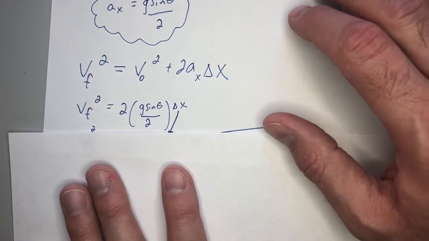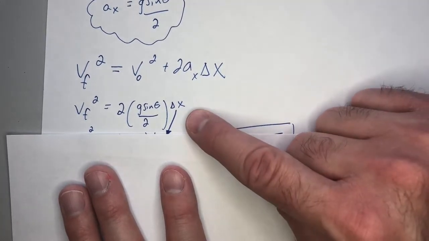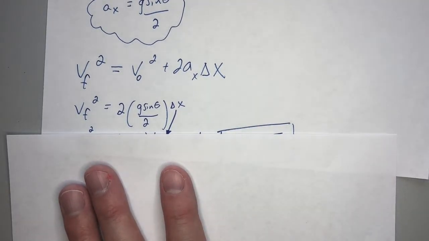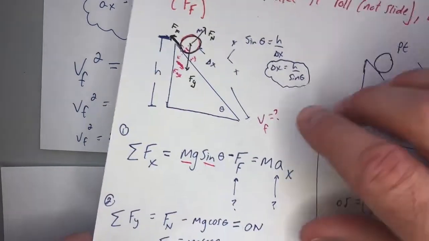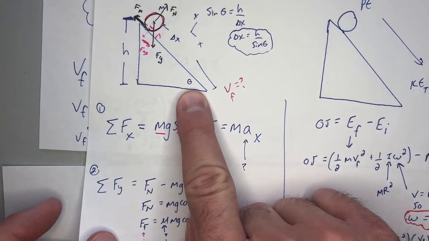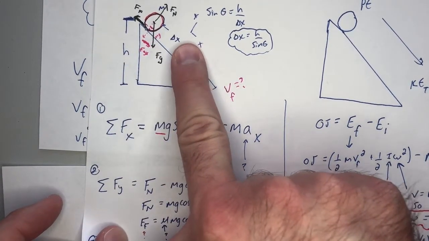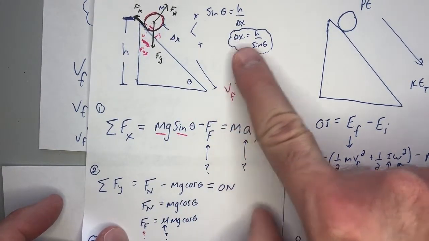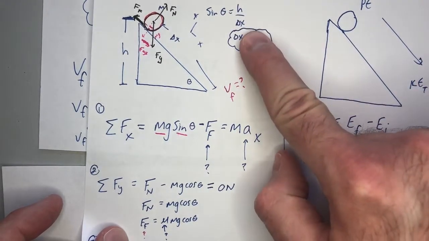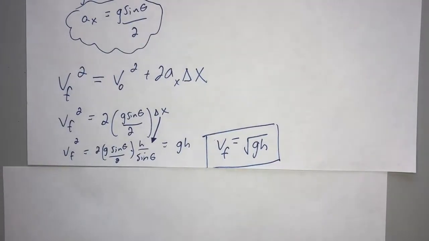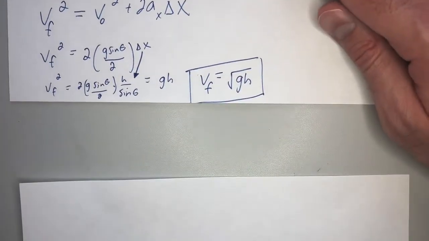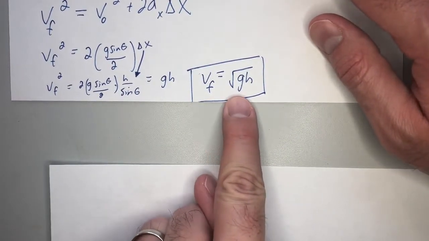You can tell this method takes forever. And delta x, if you want to get it in terms of the height of the ramp or whatever, you can do a little substitution. You could say the sine of theta is opposite over hypotenuse, so sine theta equals h over delta x. That means delta x is h over sine theta. And after all that work, you figure out the final velocity is the square root of gh.